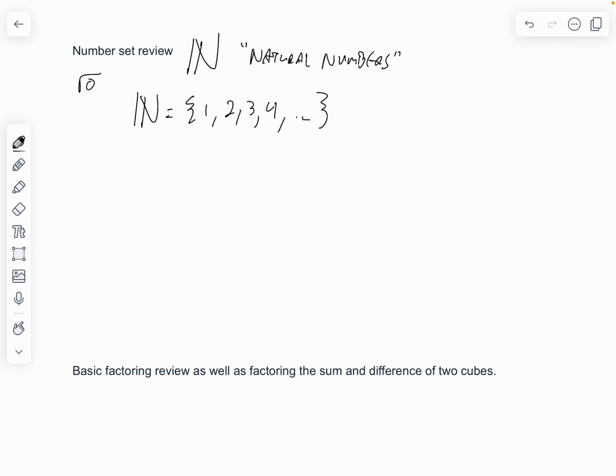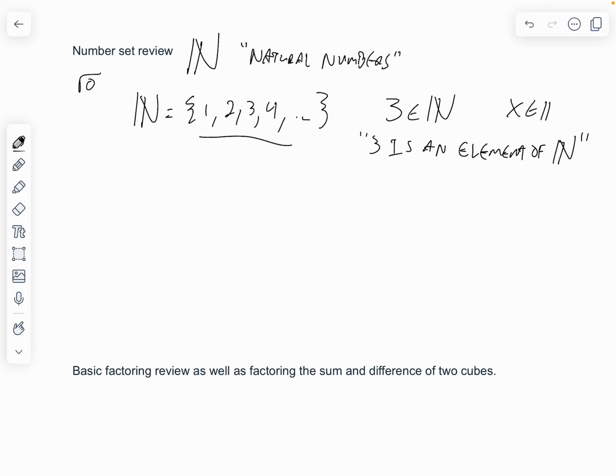Sometimes you'll write that something is in the natural numbers. All these members, 1, 2, 3, 4, are members of the set, or elements of the set. So we can write things like 3 is an element of the natural numbers. Oftentimes in proofs, you only want to deal with natural numbers, so it's important to be able to say, x is an element of the natural numbers. So you're saying x can be any natural number you want.